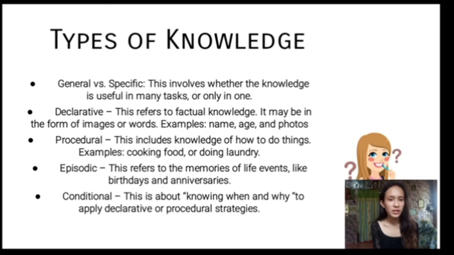Third, we have procedural. This includes knowledge of how to do things. Example, a procedure on how to cook food or do laundry. Fourth, we have episodic. This refers to the memories of life events like birthdays and anniversaries. Lastly, we have conditional. This is about knowing when and why to apply declarative or procedural strategies.